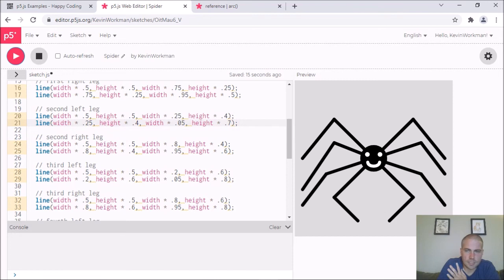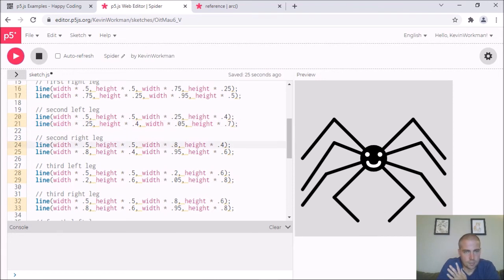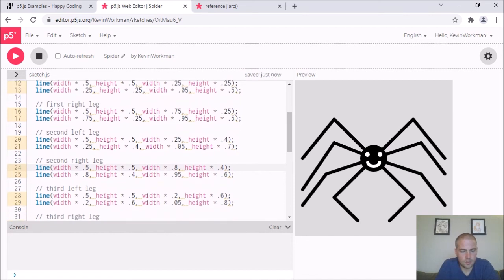So then my second right leg would be, where do I go? I want to change this to 0.75 and this to, oh man. So my second right leg, this would go, well, let's just hit play and see what happens. Okay, so that's clearly not right. Oh, because I need to change it here. 0.75, is 0.4 still right? We'll see.